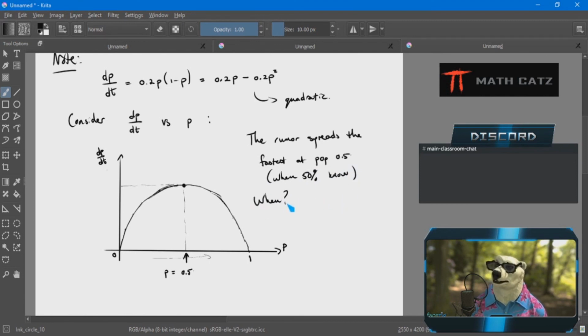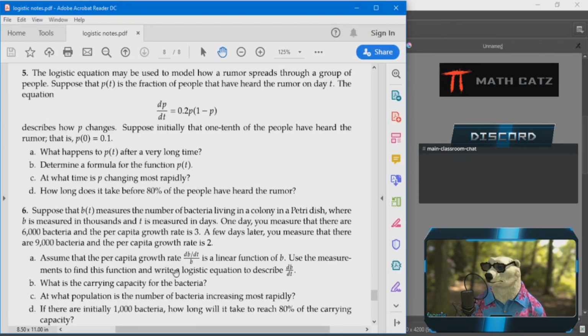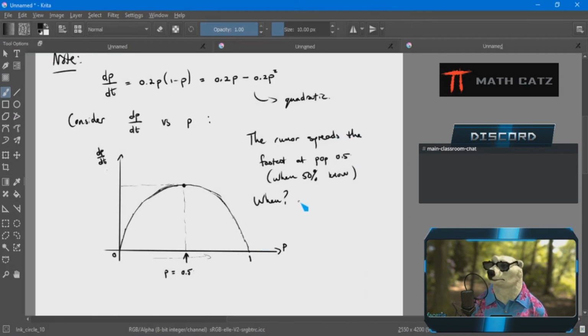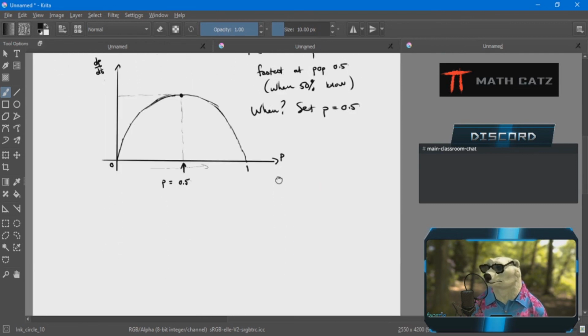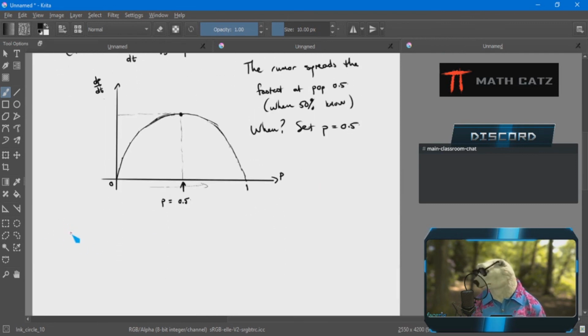When does that happen? So I'm trying to answer this question. At what time is P changing most rapidly? Part C. Well, I simply set P equal to 0.5, but I do have to go to my function, right? And my function was over here. But that's something we know how to do. That's not a challenge. Let me just scroll up a little bit and set that up. So 0.5 equals, where's my function? 1 over 9 e to the negative 0.2 t plus 1.